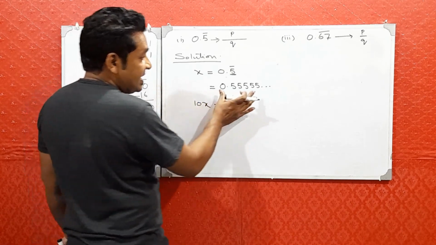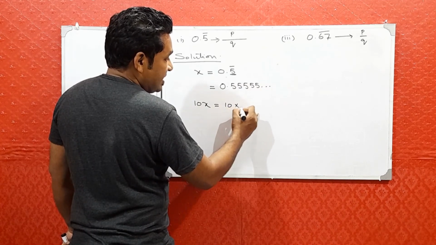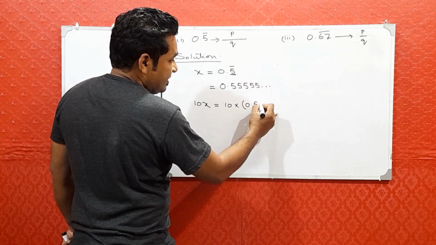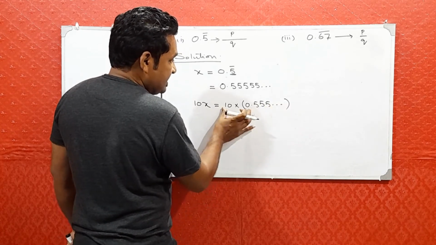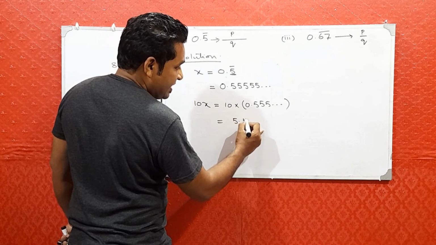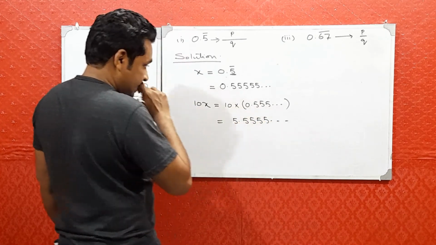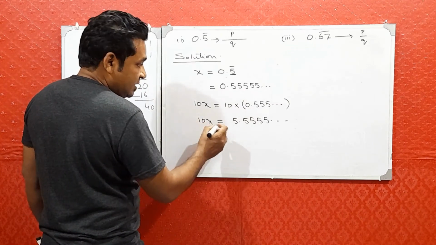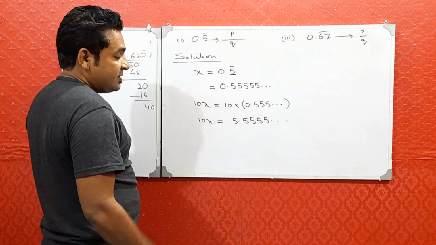And when you multiply this whole number by 10, first I write it, then I multiply 10 by 0.555 and so on. When you multiply 10 by this number, it becomes 5.5555 and so on. So 10x equals 5.55555 and recurring, 5 is recurring.